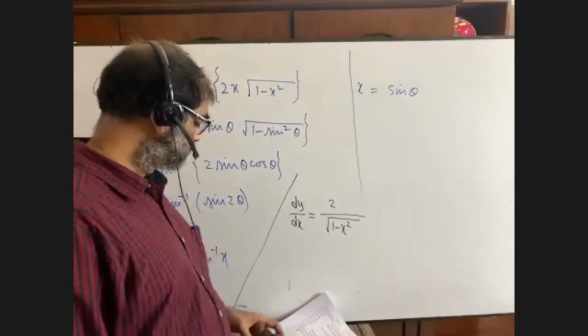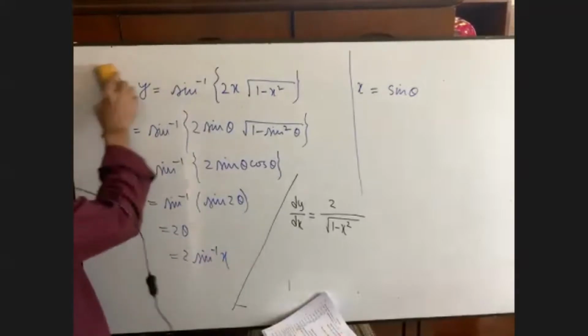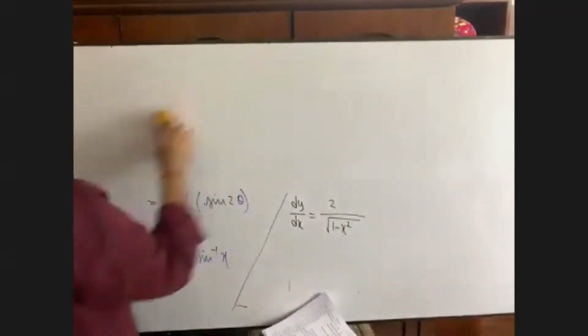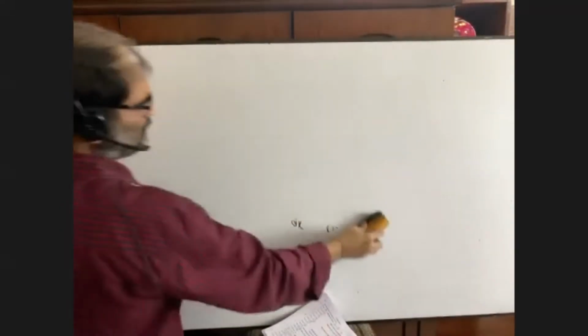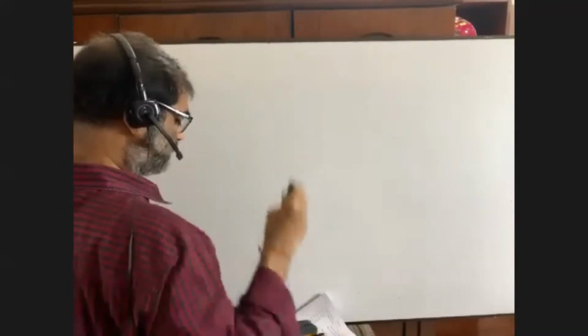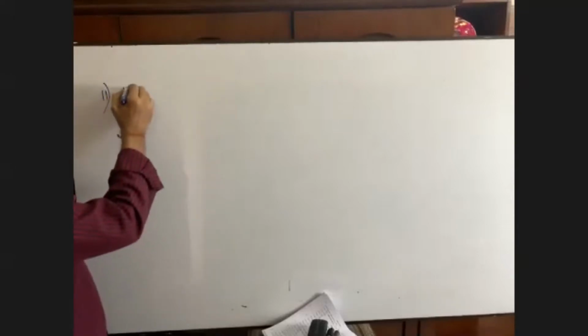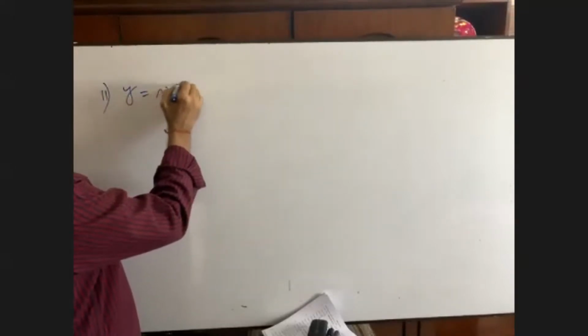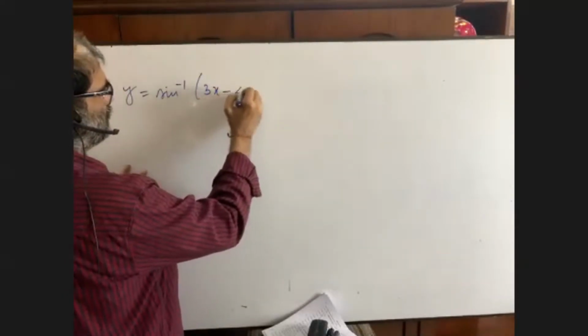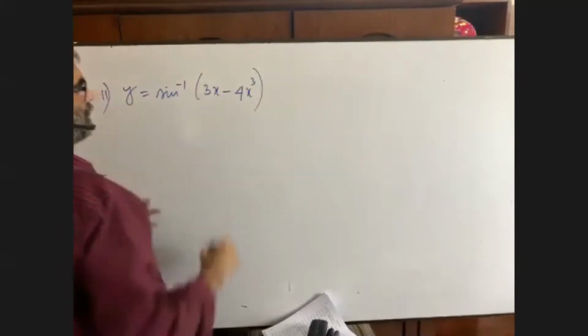Now going to question number 2. We have in question number 2, y equals sine inverse (3x minus 4x cube). 3x minus 4x cube. What will you do?